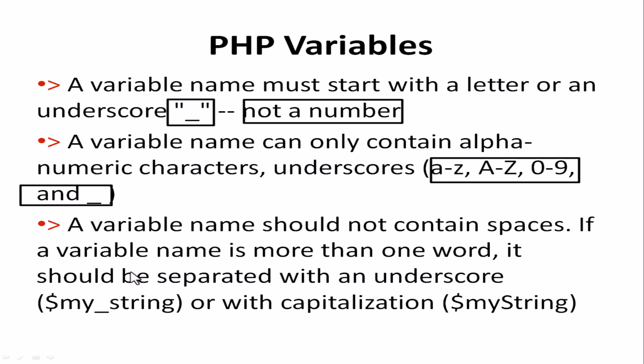If you look at the example, dollar my string. My string is a name, where you can use my underscore string if you want to write it with a space. So the underscore is necessary. You cannot use spaces in between. Otherwise, you can write it by merging, my string, without any spaces.